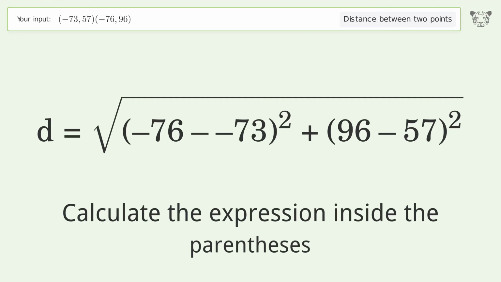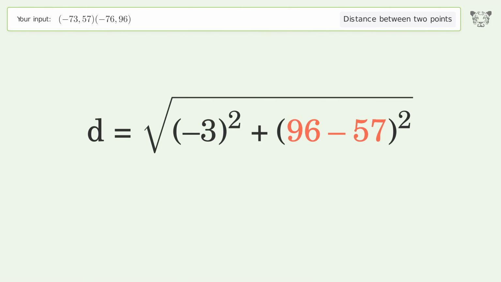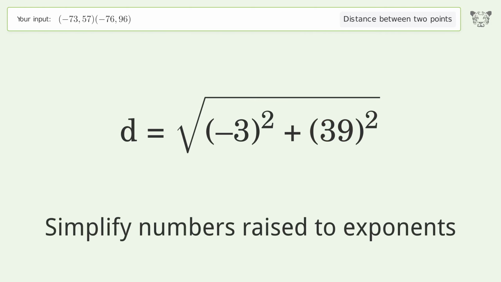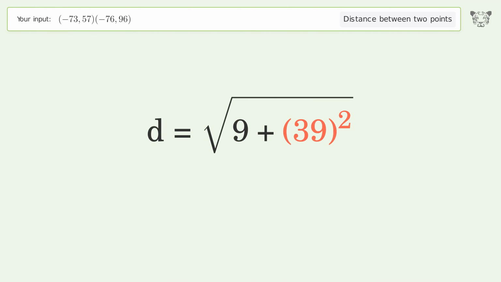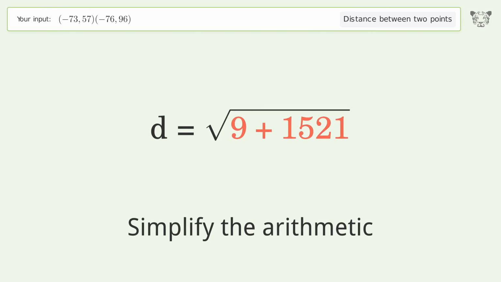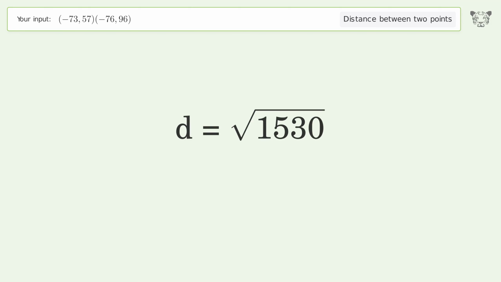Calculate the expression inside the parentheses. Simplify numbers raised to exponents. Simplify the arithmetic. And so the distance between the 2 points is the square root of 1530, or 39.115.